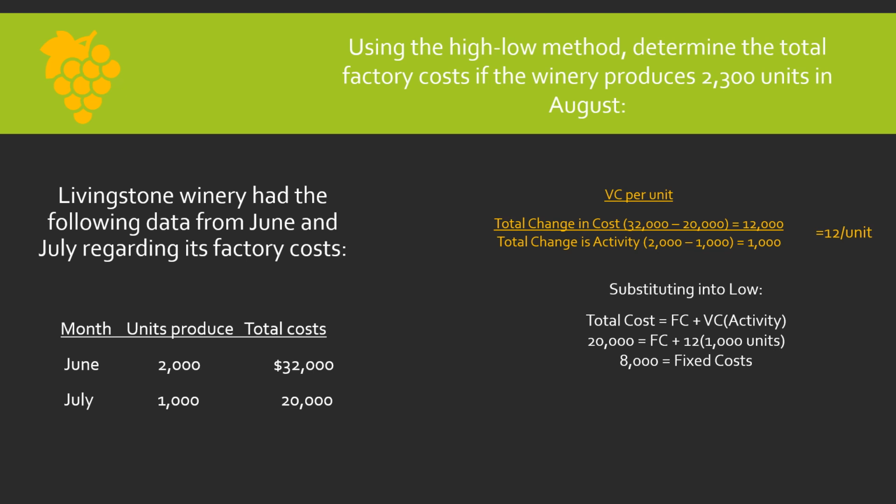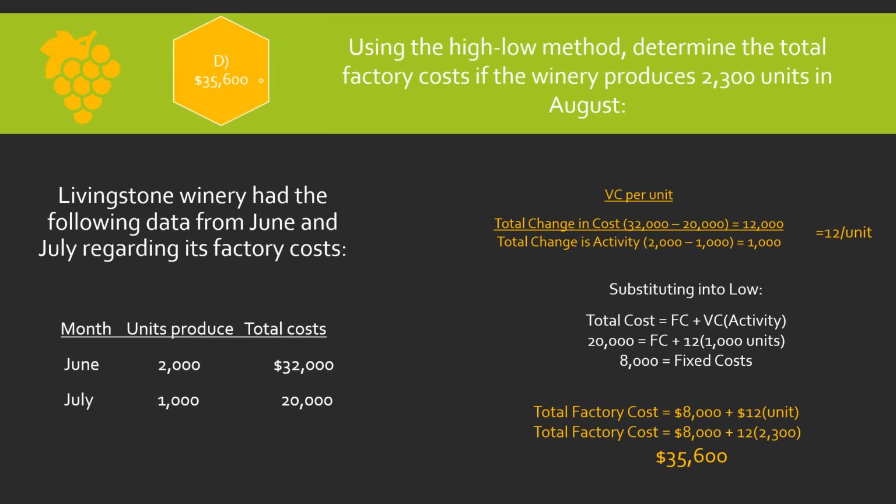Again, note that if I had substituted into high, I would have come up with the same fixed cost of $8,000. Once I know this, I know what the total cost formula is. It is $8,000 fixed cost plus $12 per unit. This question says, using high-low, determine the factory cost if the winery produces 2,300 units in August. So I just substitute the 2,300 units into this formula, and when I do, I come up with $35,600, which was answer D.